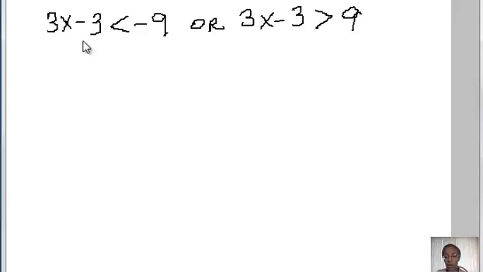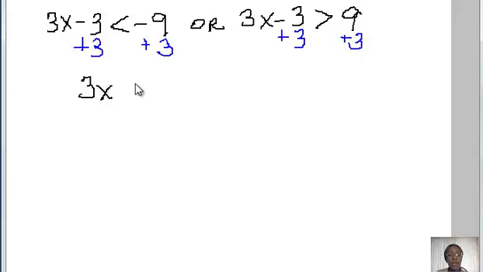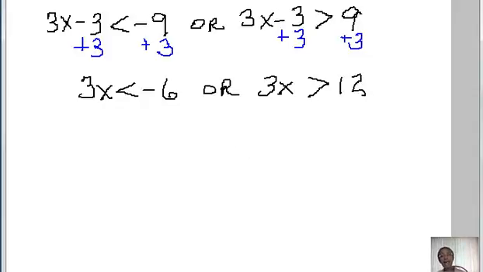So we want to isolate x on the left side of the inequality in each case. So here on the left inequality, that means I'm going to be adding 3 to both sides. And that's also what I need to do to the inequality on the right. So I wind up with 3x less than negative 6, or 3x greater than 12. So notice these are not equations.